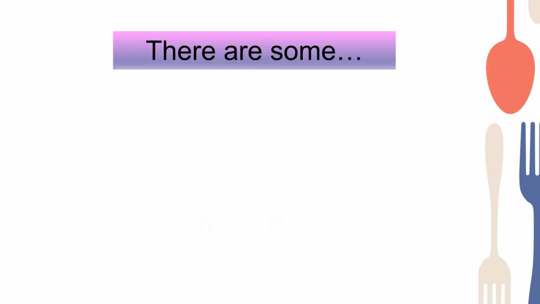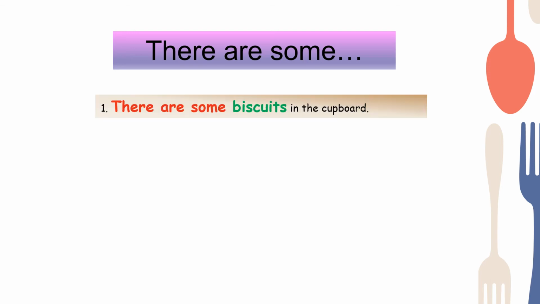Alright, now let's continue the lesson with the phrase there are some. You will be seeing several examples of sentences that use the phrase there are some. Let's start with the first one. There are some biscuits in the cupboard.